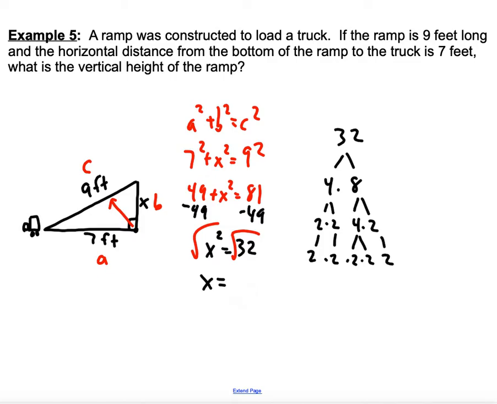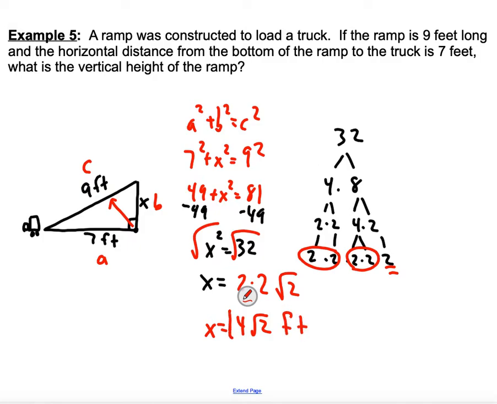And so now I'm looking for pairs. So I'm stopping there because those are all prime numbers now. I've got a pair of 2s, so a 2 comes out. I've got another pair of 2s, so another 2 comes out. And then that single 2 that's sitting over there goes underneath the square root. So simplify your numbers on the outside. So 2 times 2, there's 4. And so we get 4 square root of 2. And this whole thing is in terms of feet. So we're labeling our answer there.